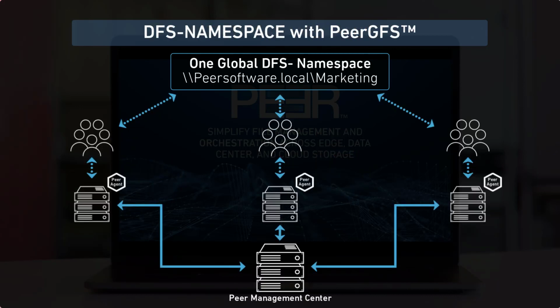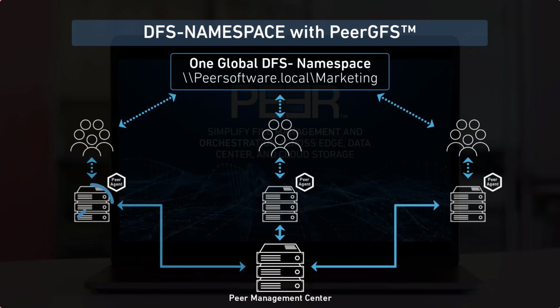PeerGFS works with Microsoft DFS namespaces either by creating new ones for you or importing existing ones that you're already using. When combined with a real-time synchronization job for high availability or a collaboration job for real-time synchronization with file locking, you have a robust DFS namespace solution that's properly enhanced for large enterprise usage across all of your global locations.